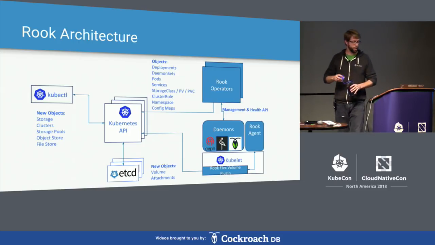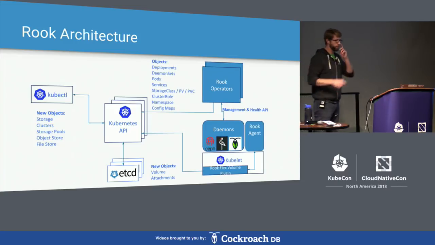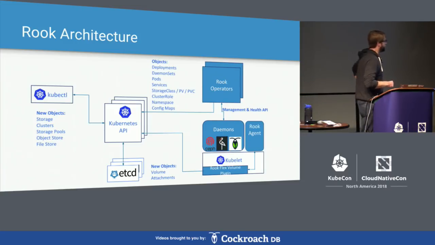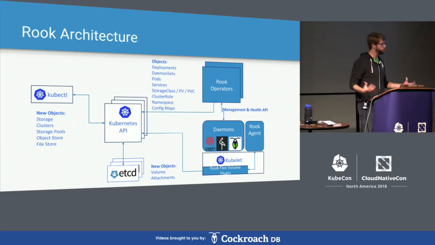And then in turn, the Rook operators on the right side of the image here are also connected to the Kubernetes API. They're going to get events that a user has declared a storage cluster that they want or an object store that they want. And in response to that, these Rook operators are going to in turn use the Kubernetes API to create API objects such as daemon sets and config maps and stuff to build that storage cluster from scratch inside of Kubernetes.